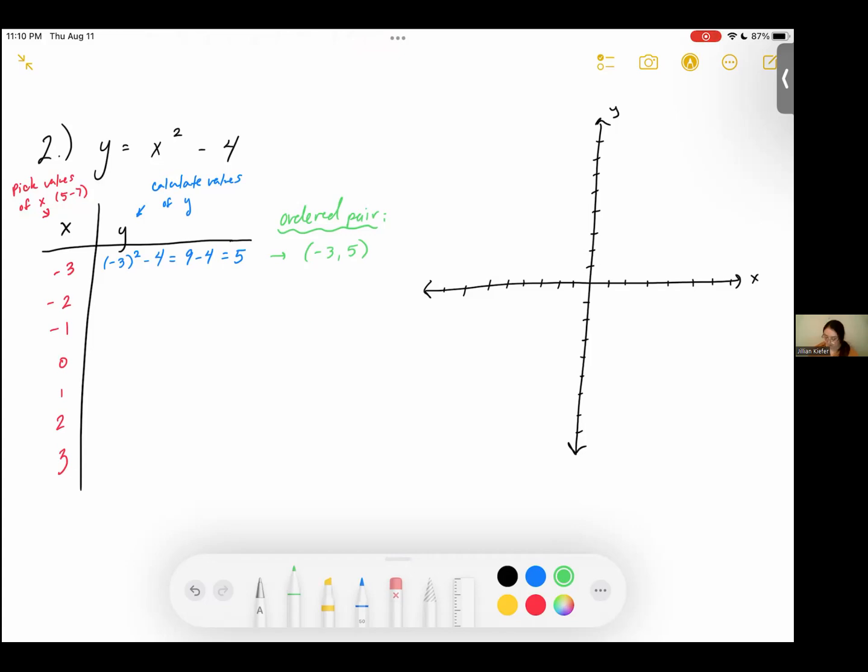All right, let's do one more. We'll do the -2 value as well. We're going to plug in -2 for x. So we'll get (-2) squared minus 4. (-2) squared is 4, minus 4, and that's just 0. So our ordered pair in this case is the x value, comma, y value: -2, comma, 0. So there's another ordered pair.